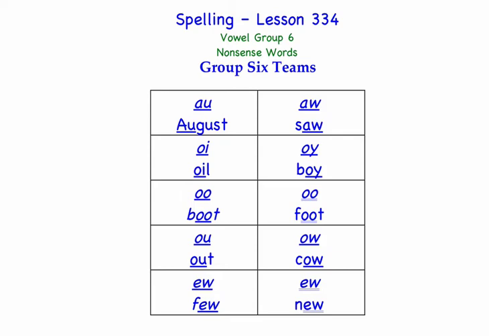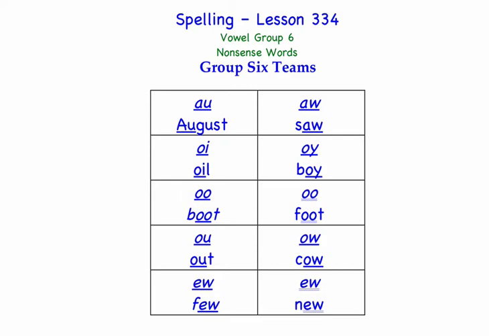The primary sound is the sound you hear in the word boot, which is the sound oo. When OO represents the sound oo, underline it once. The second sound for OO is illustrated in the word foot. When OO represents its second sound, double underline it.